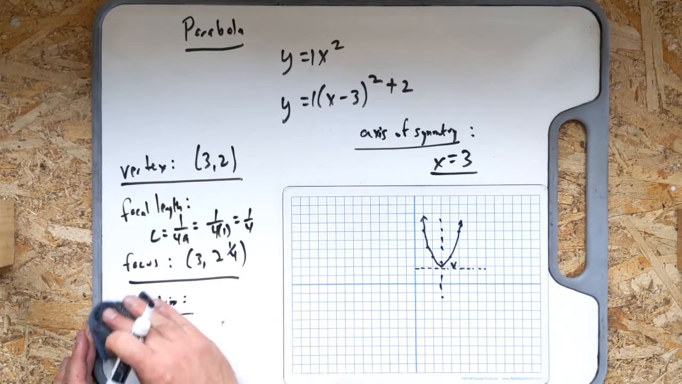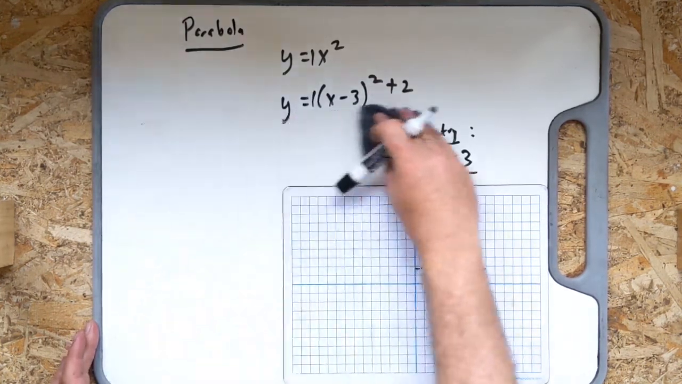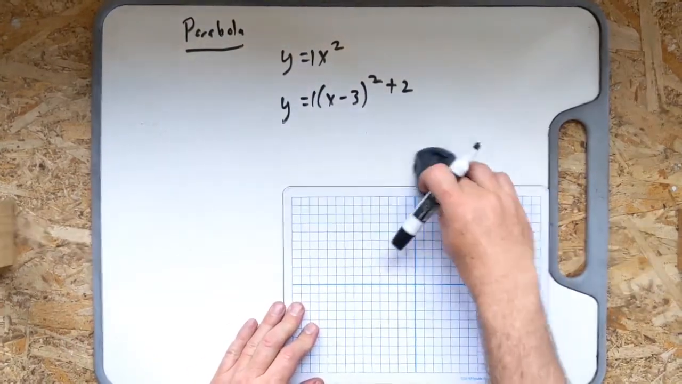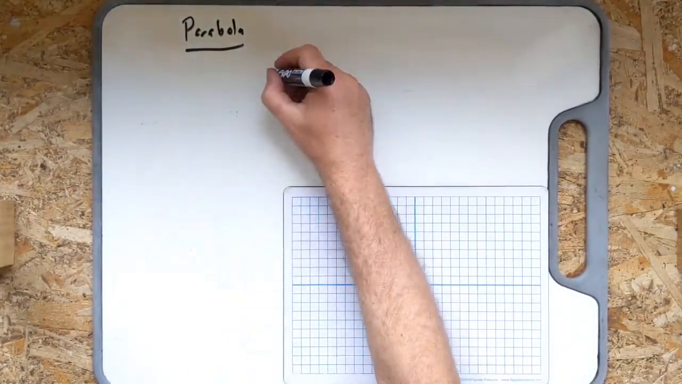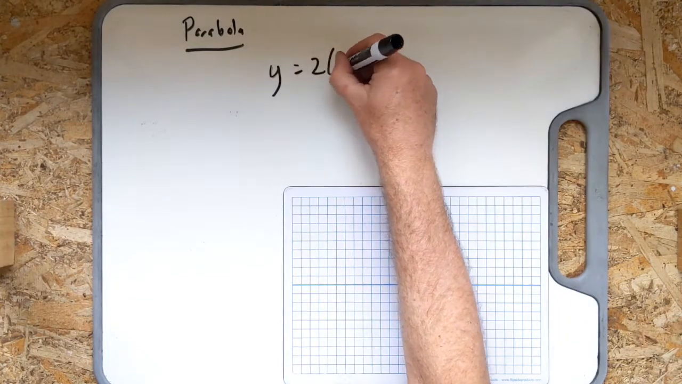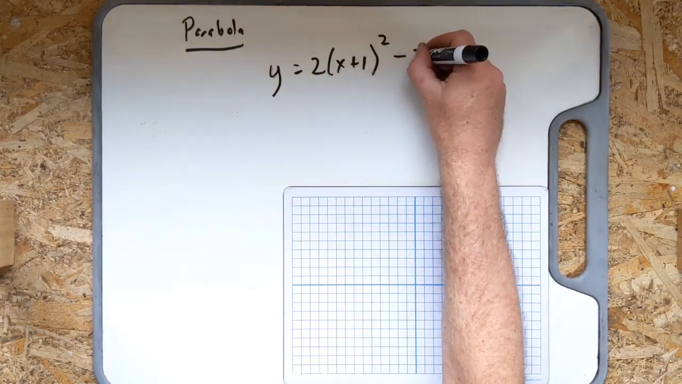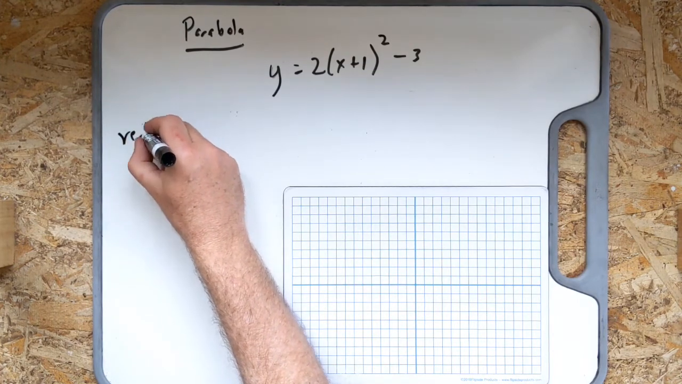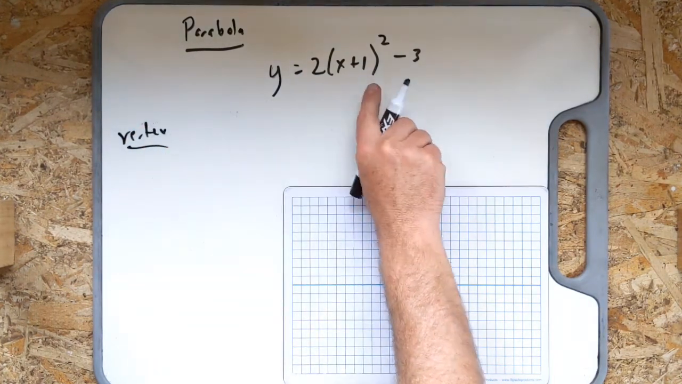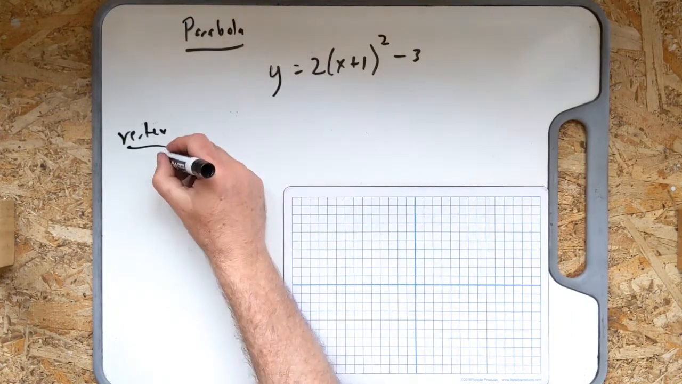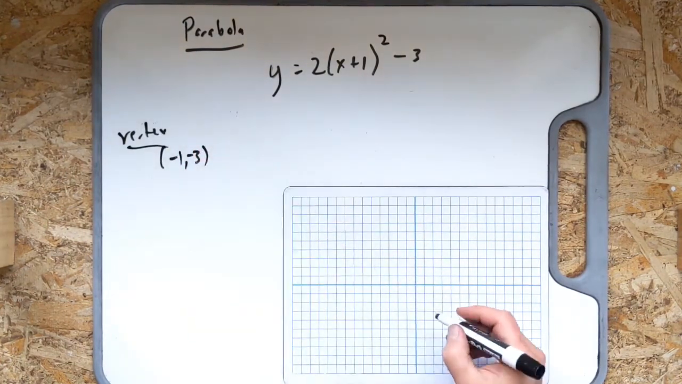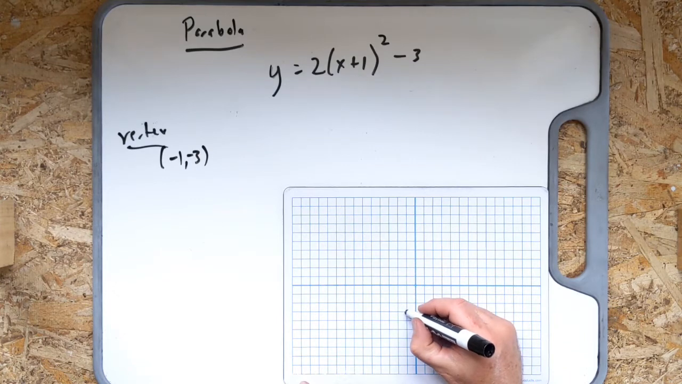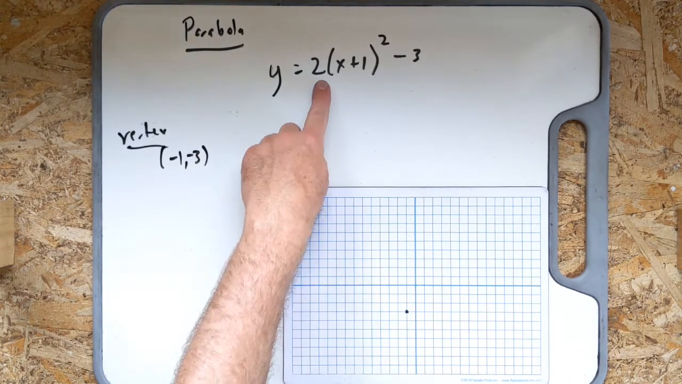Do a little more complex one. This time I'm going to put a 2 in the front. Okay, so start again with what is the vertex. The 2 doesn't affect that. It's still just -1, -3. Okay, what does the 2 do?